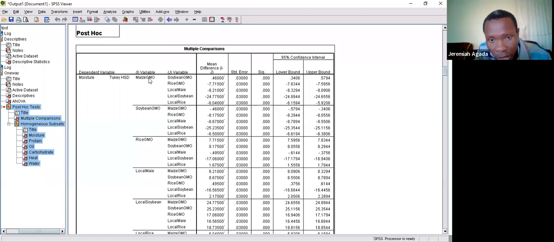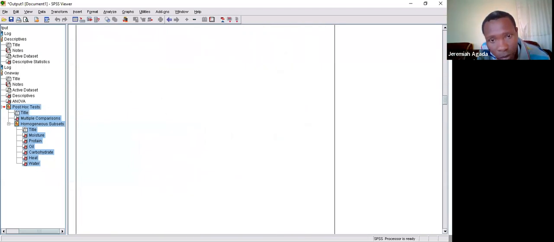Okay. Anyway, this one now is showing us a kind of descriptive, just like we did for ANOVA. So you have maize GMO, soybean GMO. You have standard error 0.0300, which is different from the one in the descriptive. That one was 0.005, and then your significant difference here is 0.00. There's something I'm looking for. Let me just go down and see if I can get it.